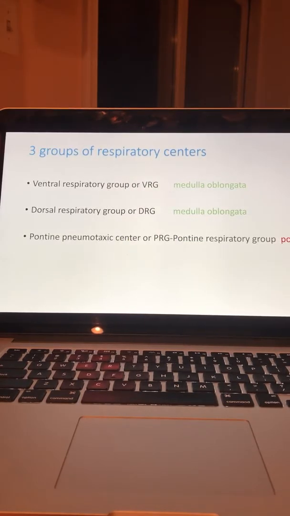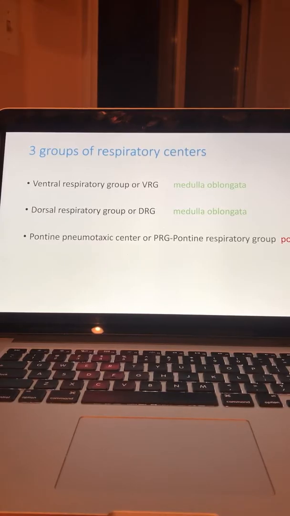There are three groups of respiratory centers in the brainstem. The ventral respiratory group, or the VRG, is located in the medulla oblongata. This VRG sets the rhythm of inhalation, and it sets the primary rhythm.